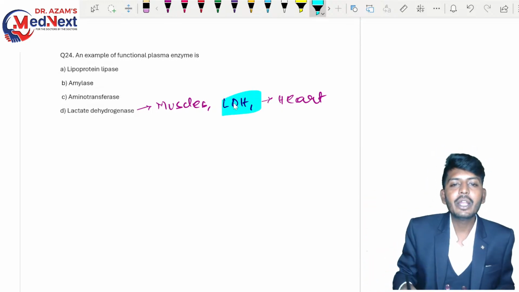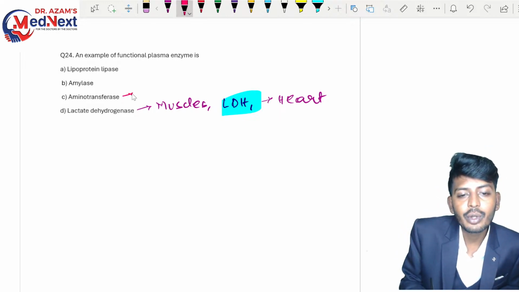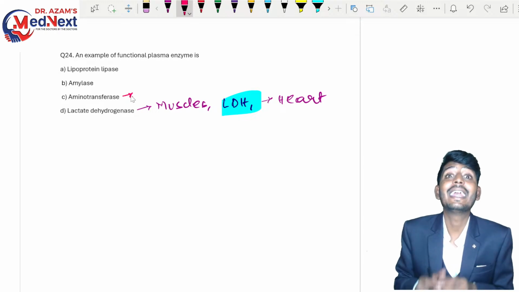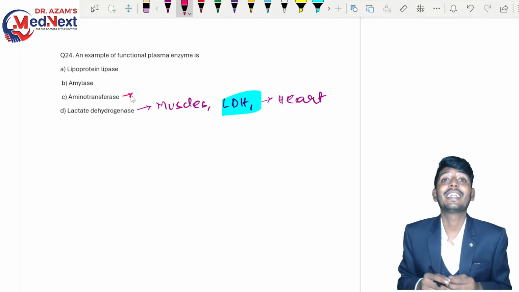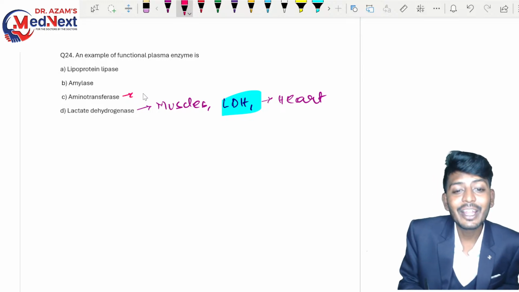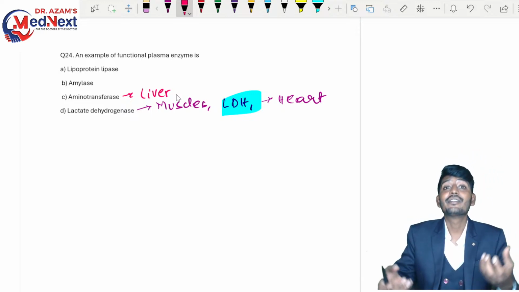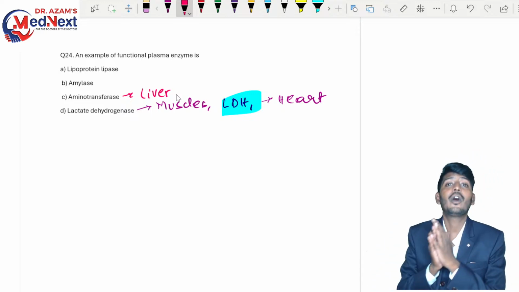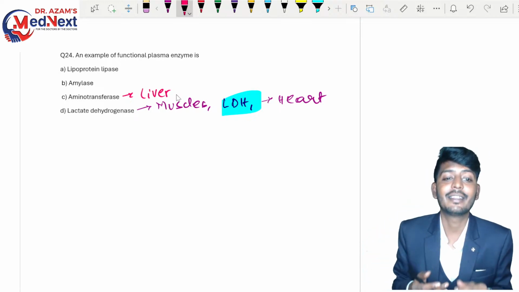Okay sir. Aminotransferases, you must have heard of them: SGOT, SGPT, ALT, AST, alanine aminotransferase and aspartate aminotransferase, ALT, AST. Where are these two present? They are located in the liver. So when a lot of alcohol is consumed, if a person drinks a lot of alcohol, what will happen? The liver enzymes will increase because of liver cell destruction.